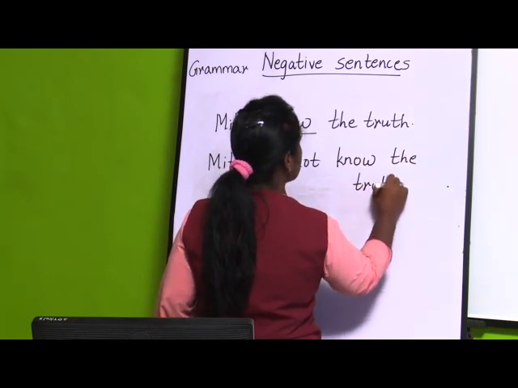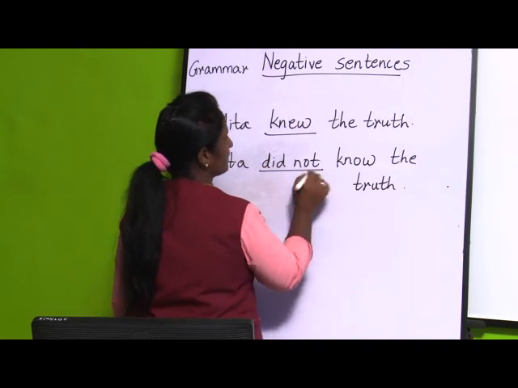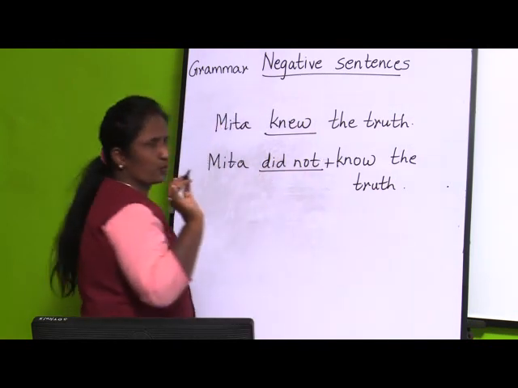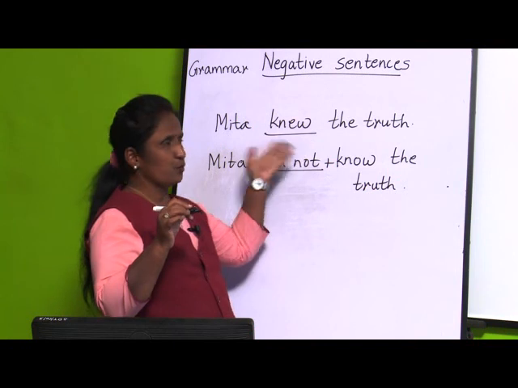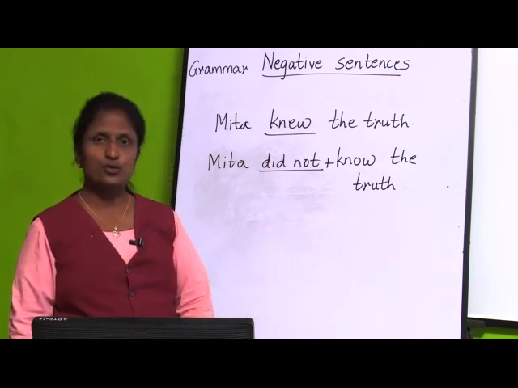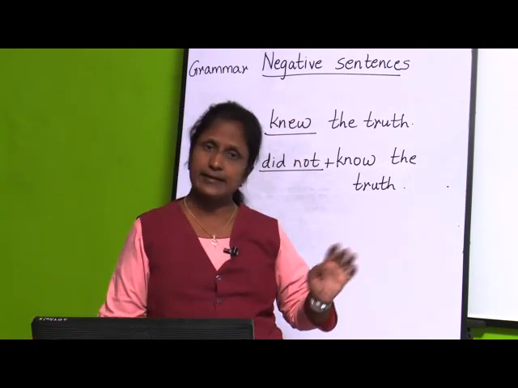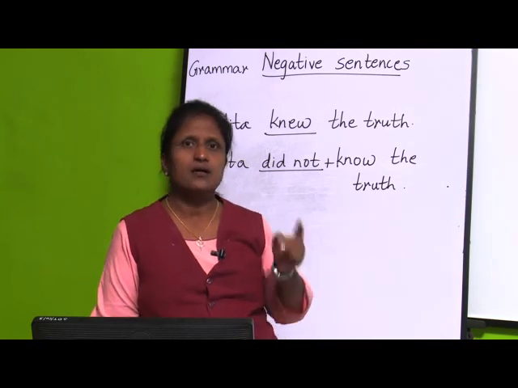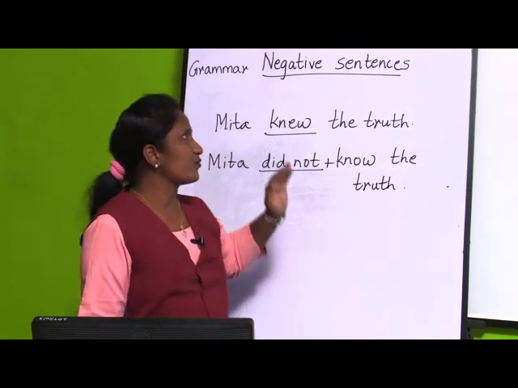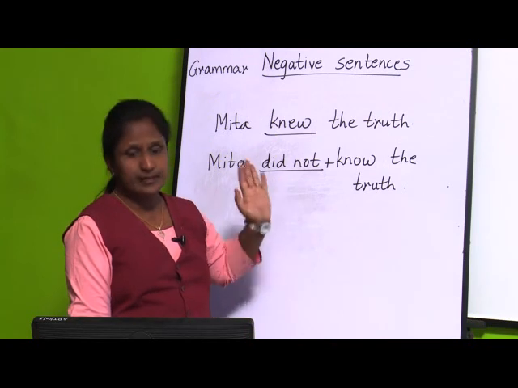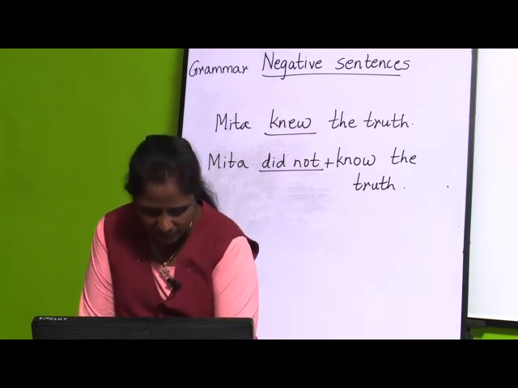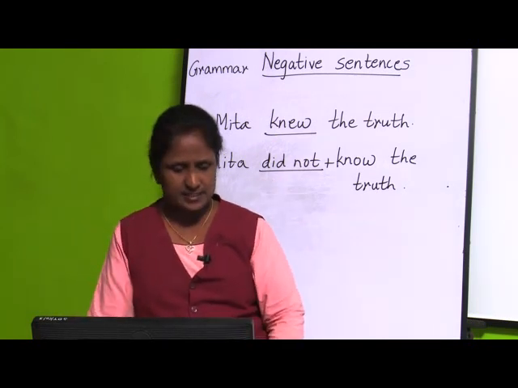So, how have we formed this sentence? Did not plus know, the original form of the verb from knew. In the past tense you are going to use the words did not. For present tense does not or do not, and for the past tense you are going to use did not. In this way you will be forming the negative sentences.